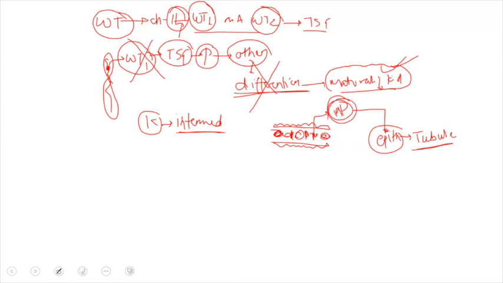So for the development of the kidney, there should be differentiation of this mesoderm into the epithelium. So there should be differentiation of this mesoderm into the epithelium, and that is mediated by a gene that is known as the Wilms tumor gene.